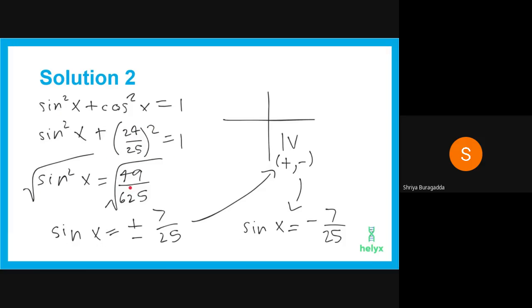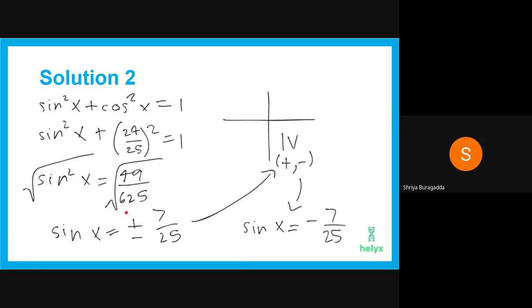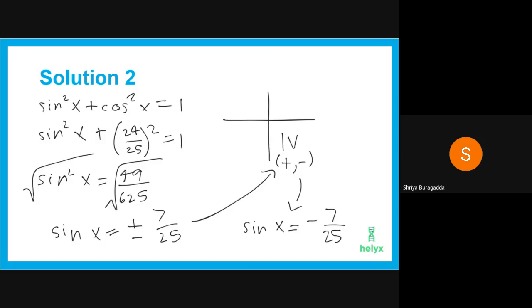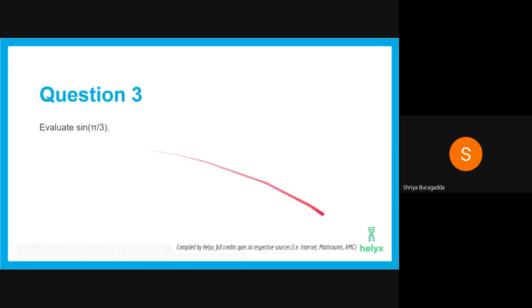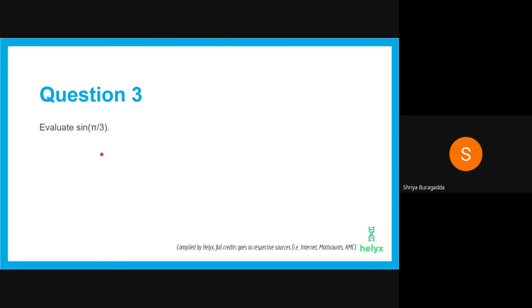Sine squared x equals 49/625. Take the square root of both sides, and then we get that sine of x is plus or minus 7/25, but we already identified that the sign had to be negative, so we know that the sine of x is negative 7/25. Any questions? Okay, so this one's pretty simple. Evaluate the sine of pi over 3. I'm going to give you guys just 1 minute on this one because it's a simple unit circle question.